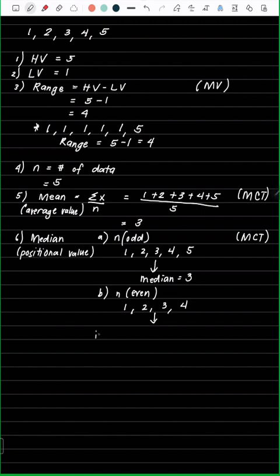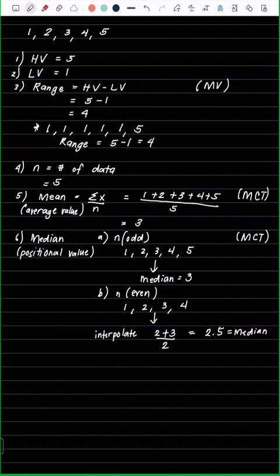And how are we going to get that value? What we're going to do is what we call interpolate. And in interpolation, all you need to do is to add 2 and 3 and divide it by 2. Therefore, 2.5 is our median.